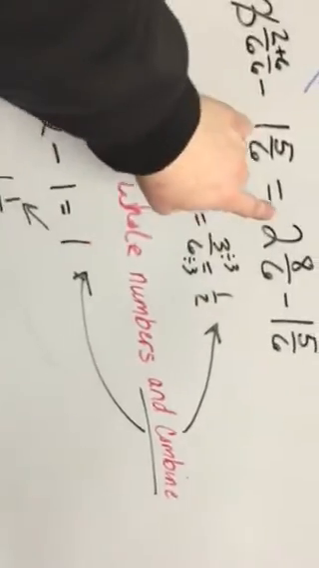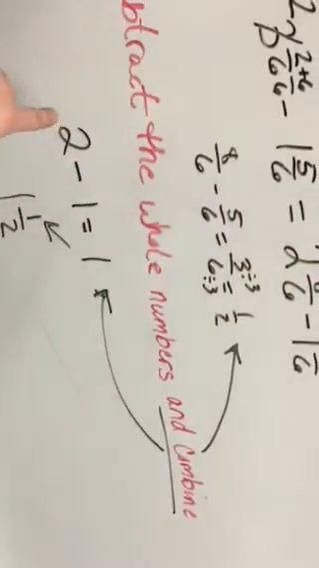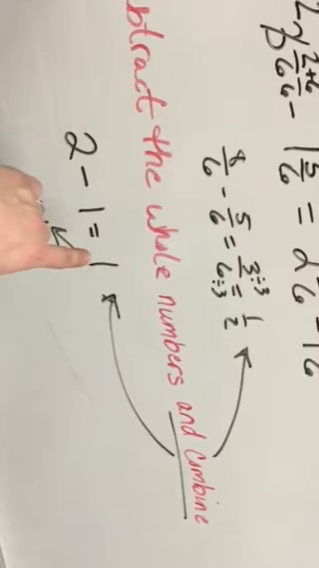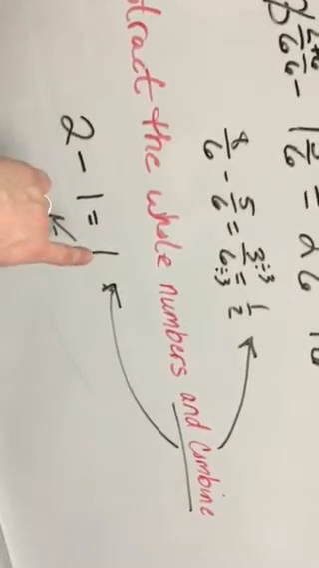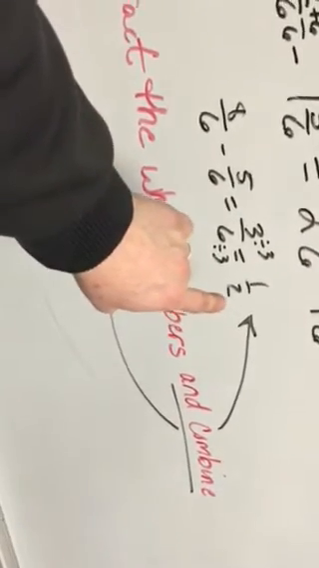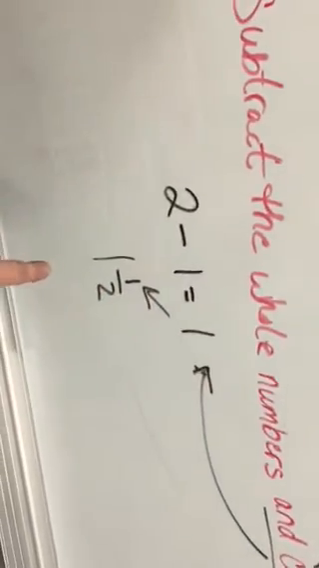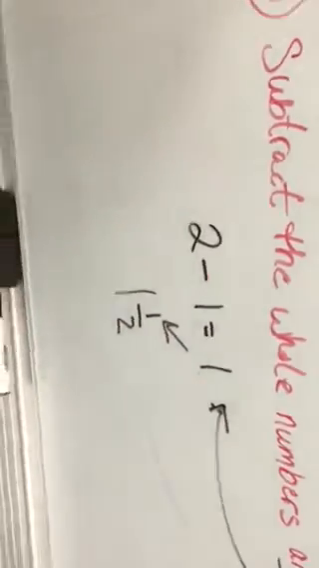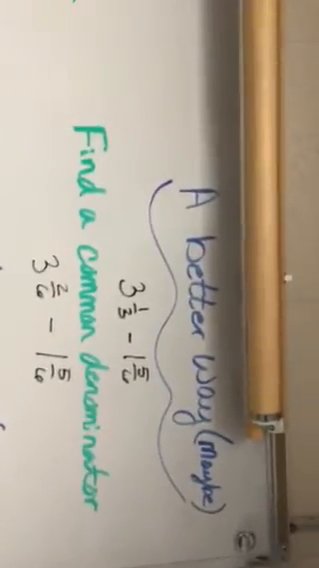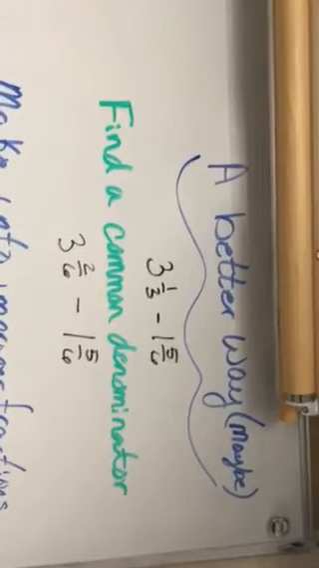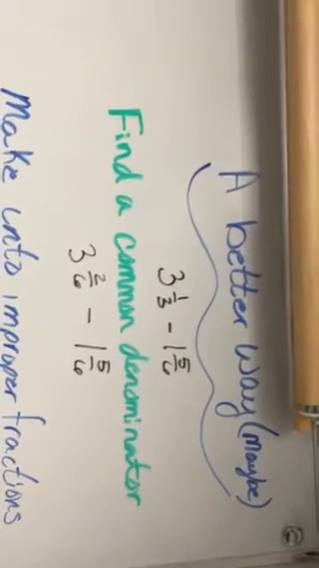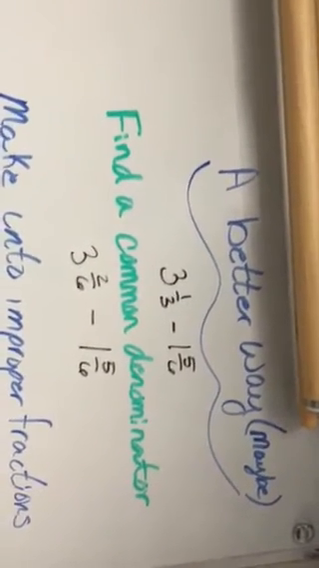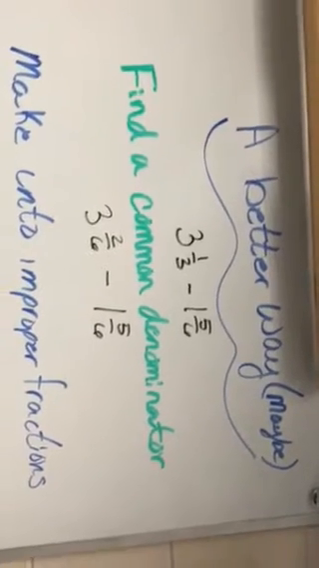So the whole numbers that are left over are 2 minus 1, that obviously equals 1. And then I combine my whole numbers and my fractional parts to get an answer of 1 1/2. But then I think to myself, there must be a better way. If only there was a better way, possibly. Some of you might like this idea, some of you might not. It's the same one that I mentioned in class with addition, but we'll do it for subtraction.